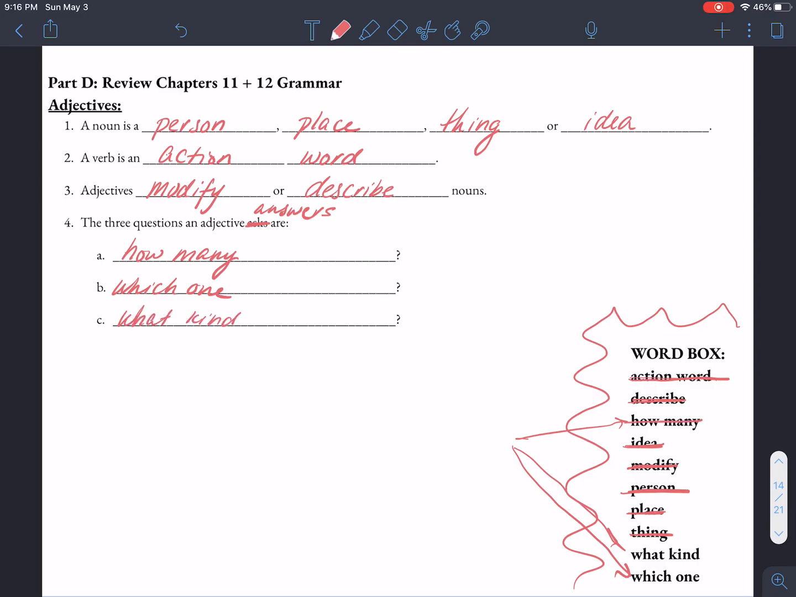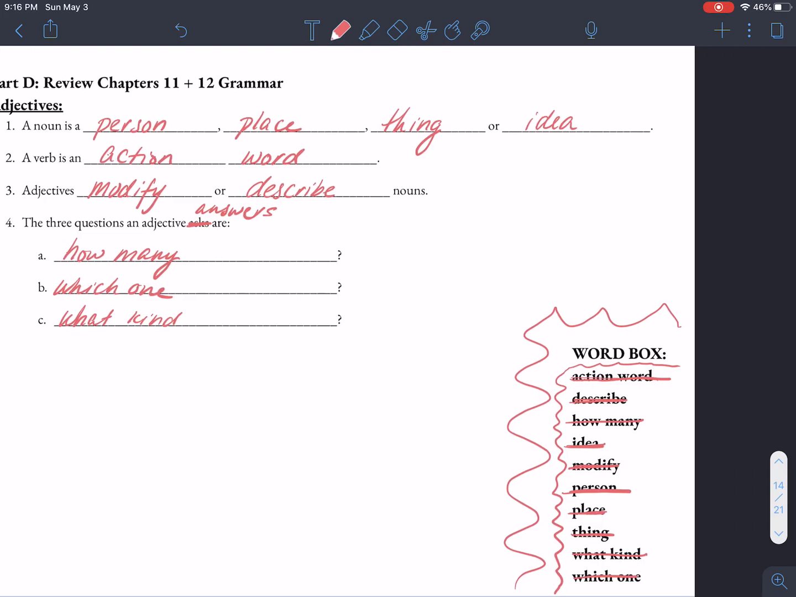All right, and just for good measure and for completion's sake, so we all feel super satisfied, we're going to cross those out. Okay, so see how each word from the word box was used once in this whole exercise? All right, your test is going to be similar to that. Capiche? Alrighty.